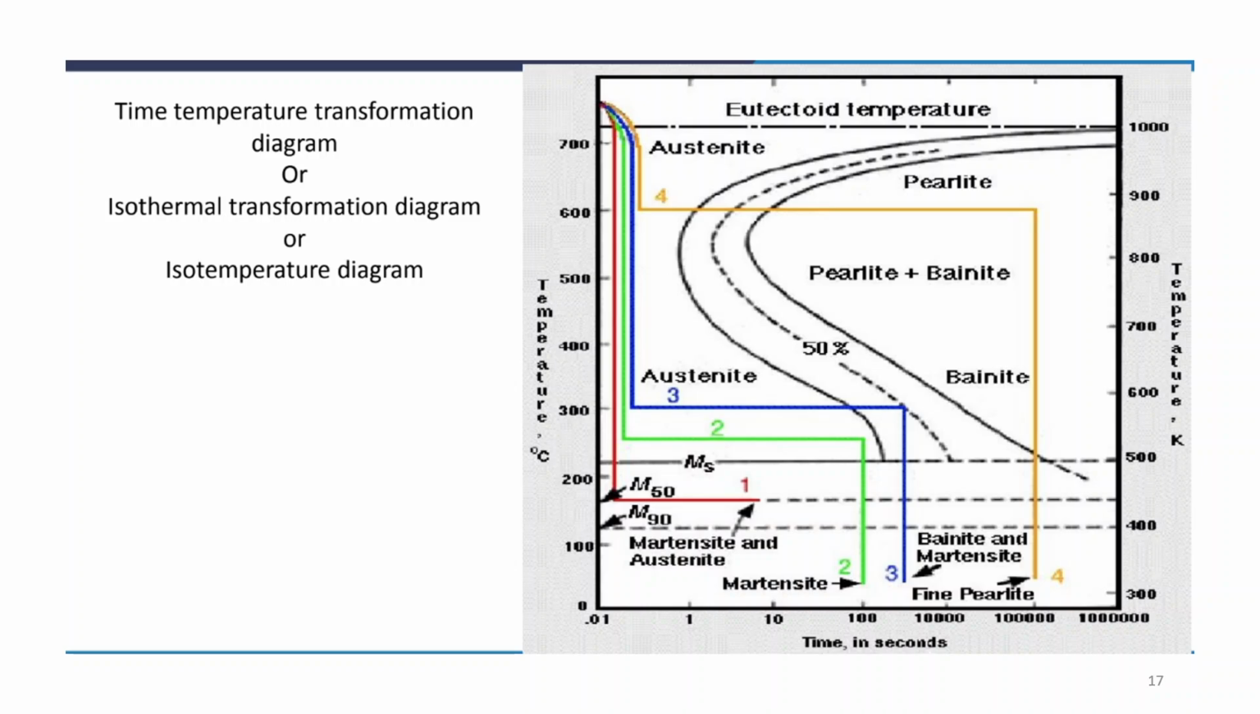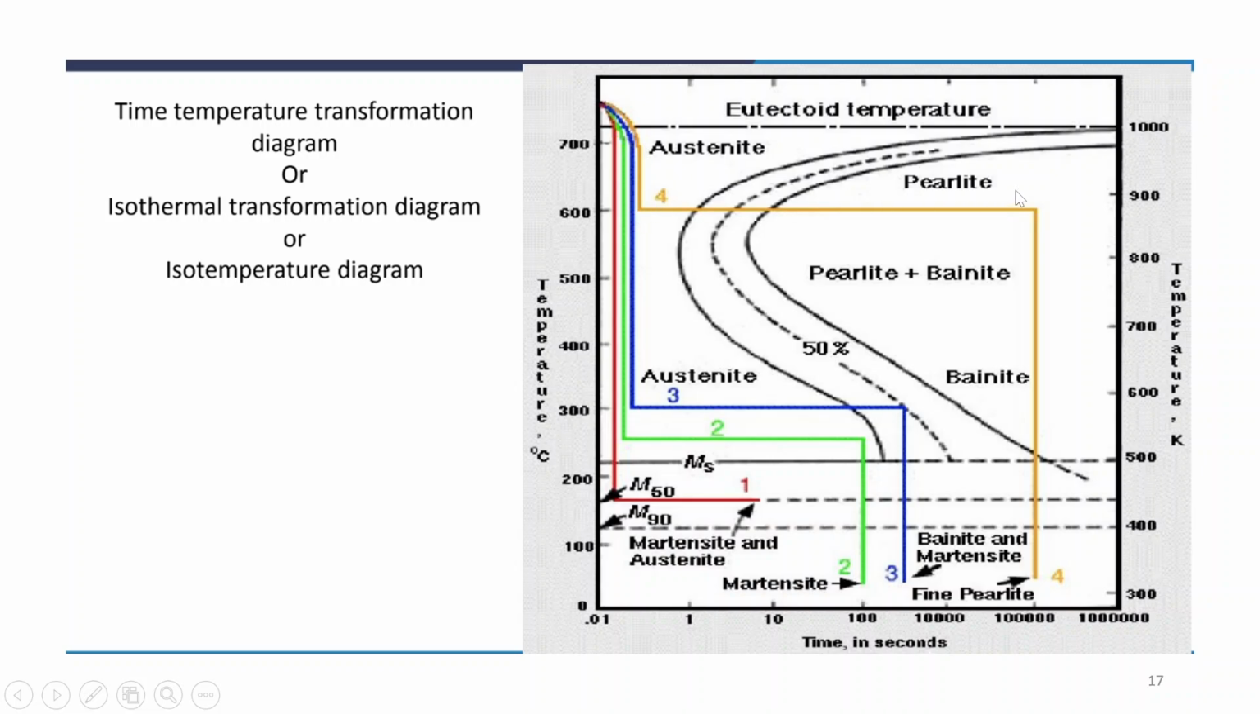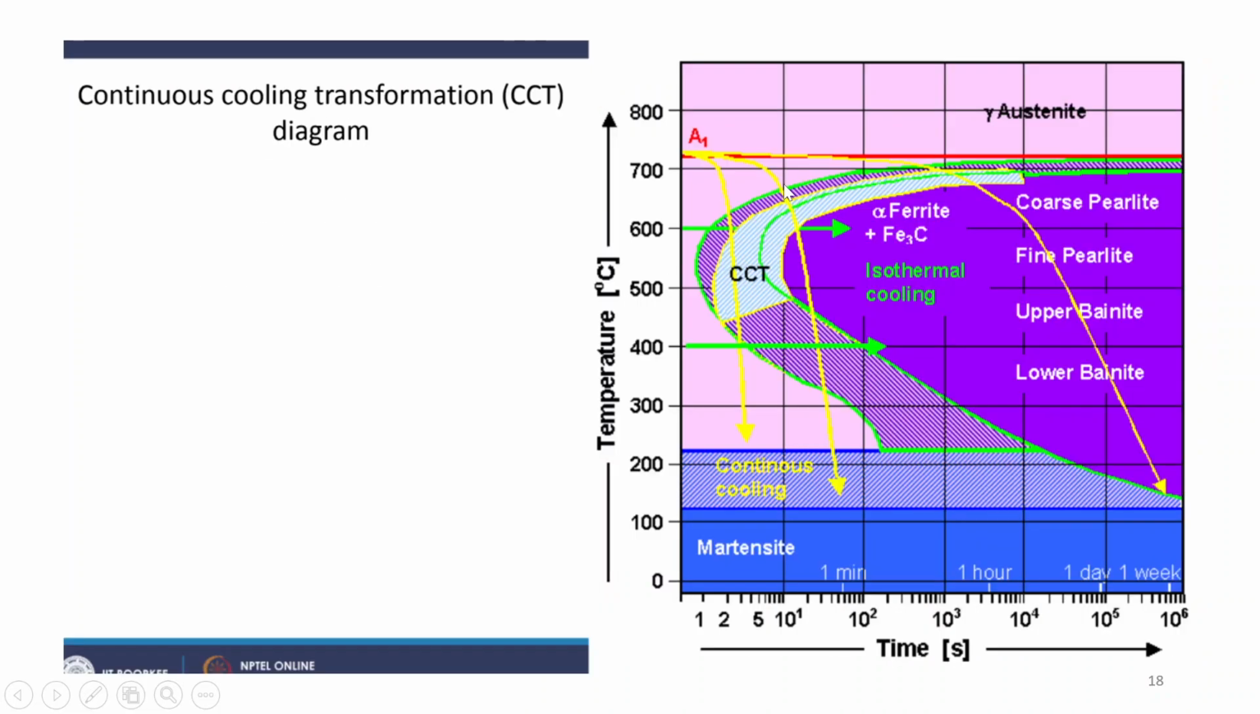You also have the time temperature transformation diagram, isothermal transformation diagram, and isotemperature diagram. Based on these three cooling curves, you can see there will be formation of different microstructures. And this is the continuous cooling. Here cooling curves won't have isothermal cooling, which is holding at constant temperature during the transformation. So when it moves through the transformation curve, it will be continuous.